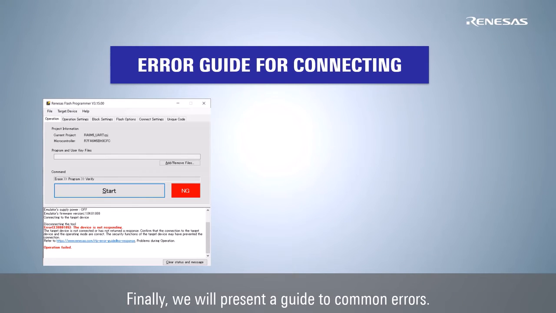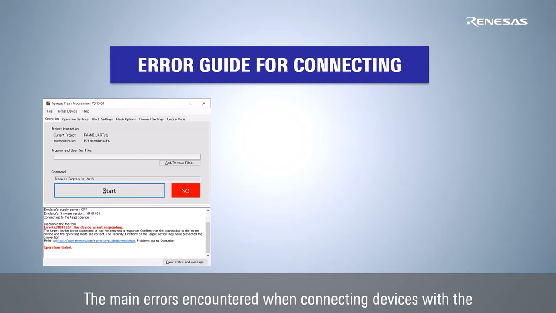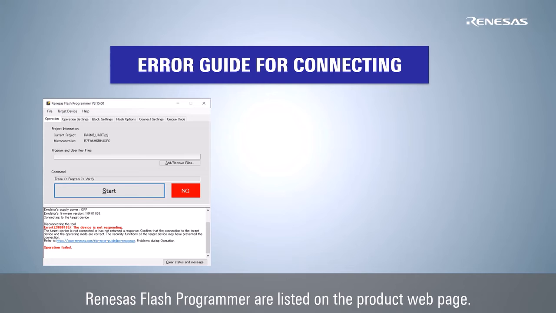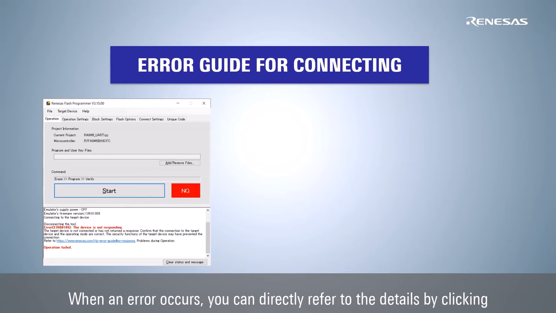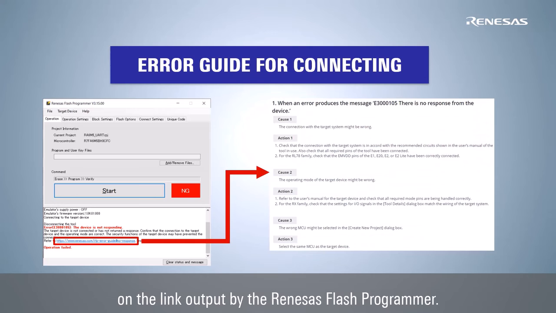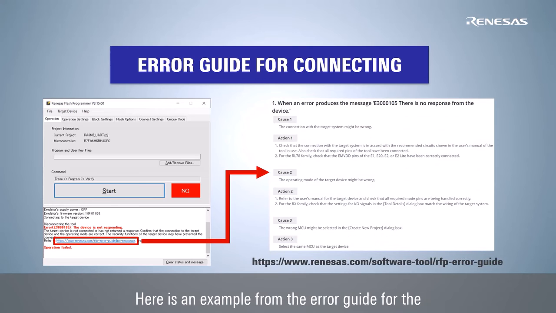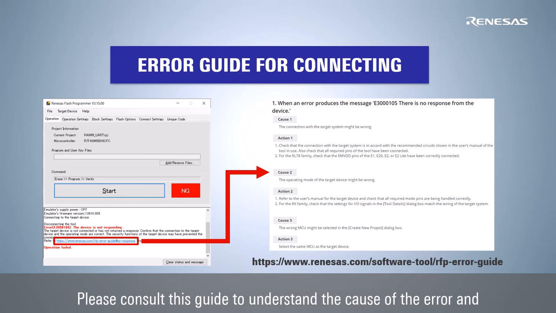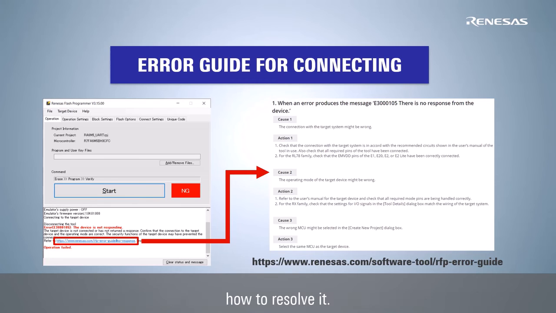Finally, we will present a guide to common errors. The main errors encountered when connecting devices with the Renesas Flash Programmer are listed on the product web page. When an error occurs, you can directly refer to the details by clicking on the link output by the Renesas Flash Programmer. Here is an example from the error guide for the error E30000105. The device is not responding. Please consult this guide to understand the cause of the error and how to resolve it.